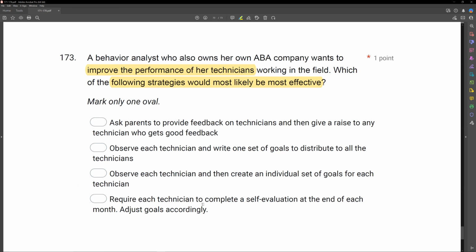D, require each technician to complete a self-evaluation at the end of each month, adjust goals accordingly. Is a self-evaluation going to be enough for you to adjust their goals? Of course not, right? A self-evaluation, very indirect assessment from you. You need to see with your own eyes, okay, what is happening with this technician in the field. A self-evaluation is not going to be enough. So the best course of action here to improve the performance is to observe each technician and then create individual sets of goals for each.